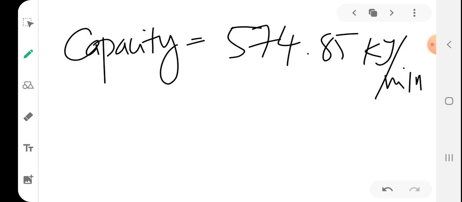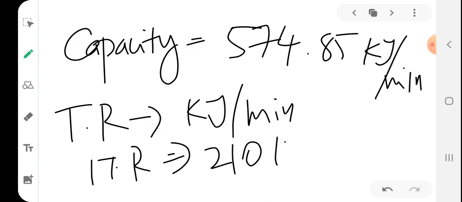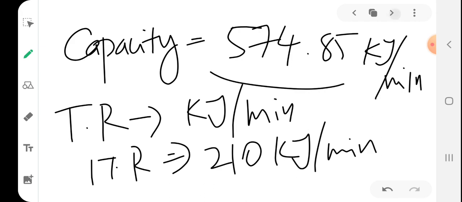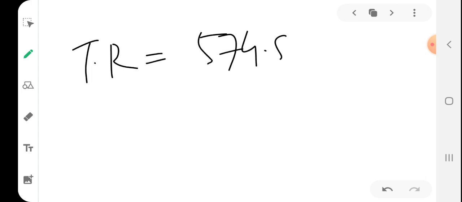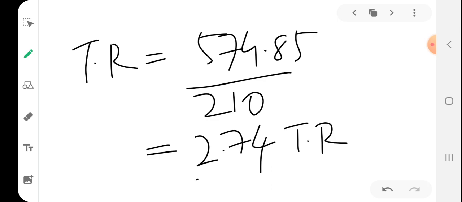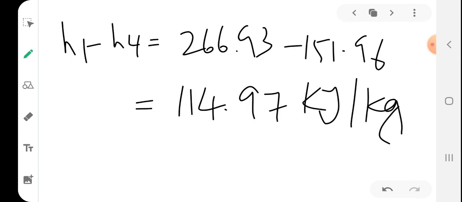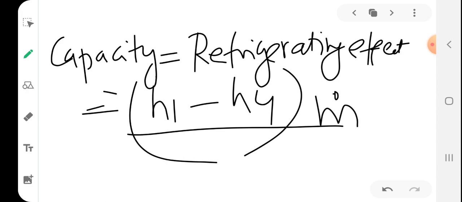So you know, students, how to convert kilojoule per minute to tonnage of refrigeration. So 1 TR is equal to some 211 or 210 kilojoule per minute, right? So this much kilojoule per minute will be how much tonnage of refrigeration? So TR will be 574.85 by 210. So it will be some 2.74 tonnage of refrigeration. So H1 minus H4 is the capacity per kilogram; actually, you should multiply by m dot, then only you will get the total capacity.